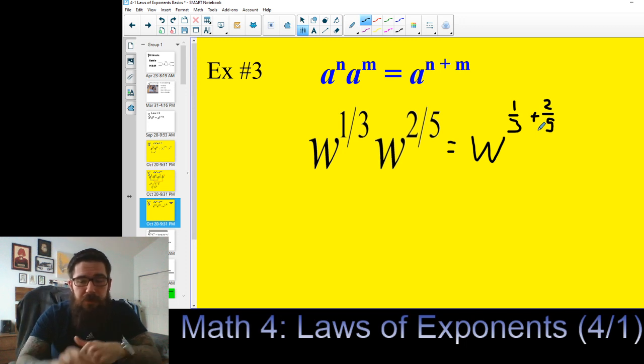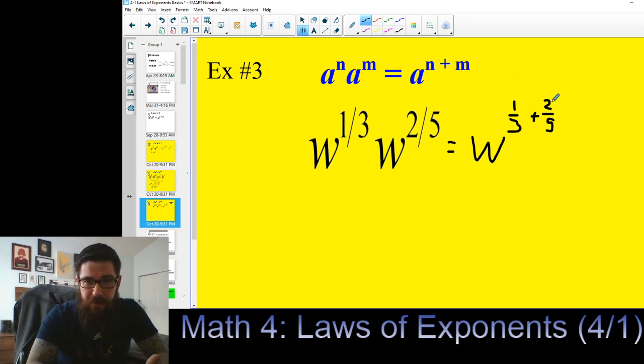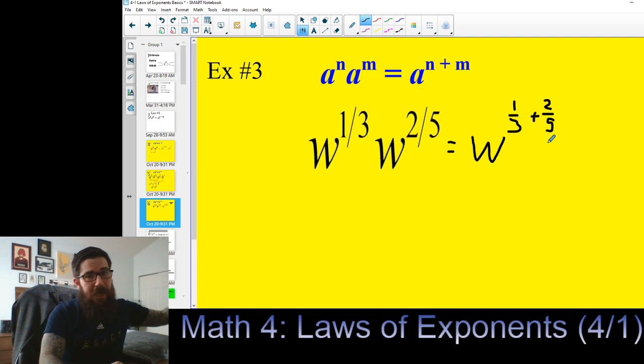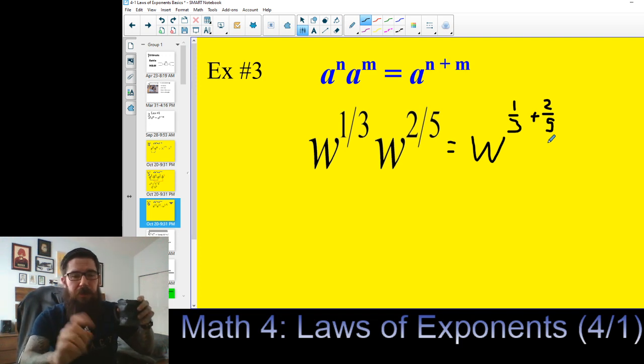Now, don't just leave it like that. We're going to actually want you to simplify this. I need you to add those fractions. Think for a moment, what do you need before adding fractions? I ask this a lot. It's not my favorite word, but it's up there.